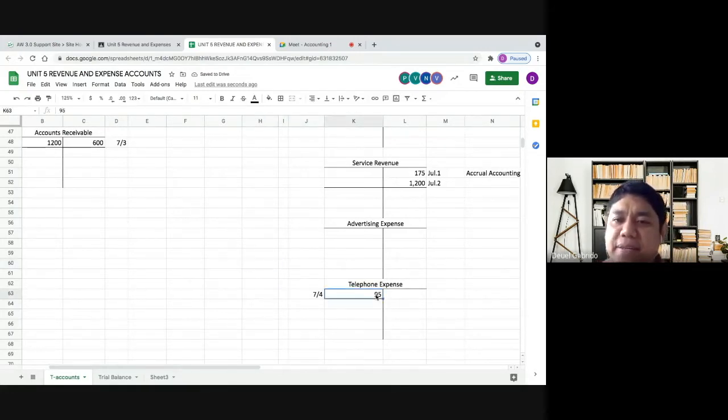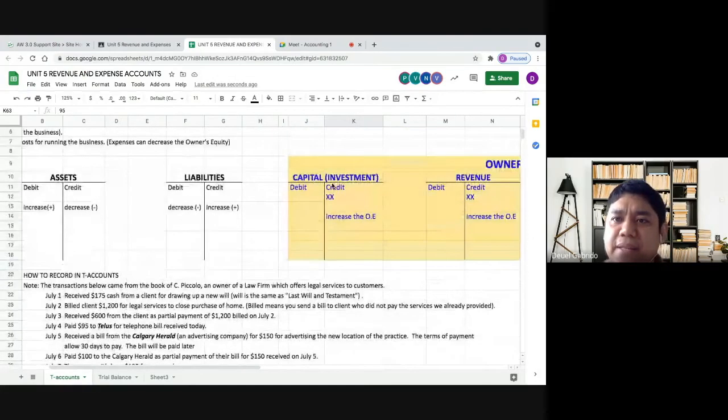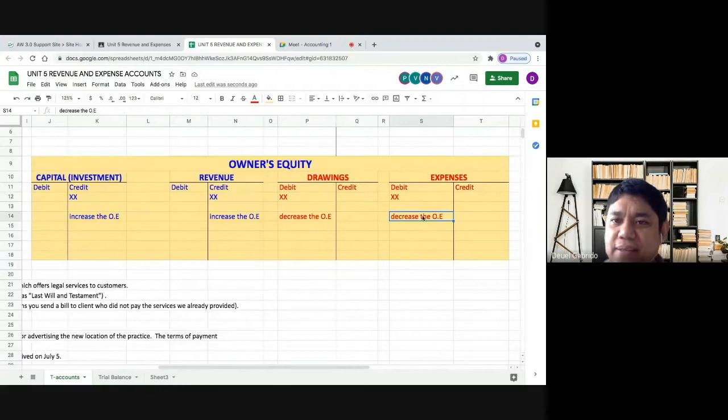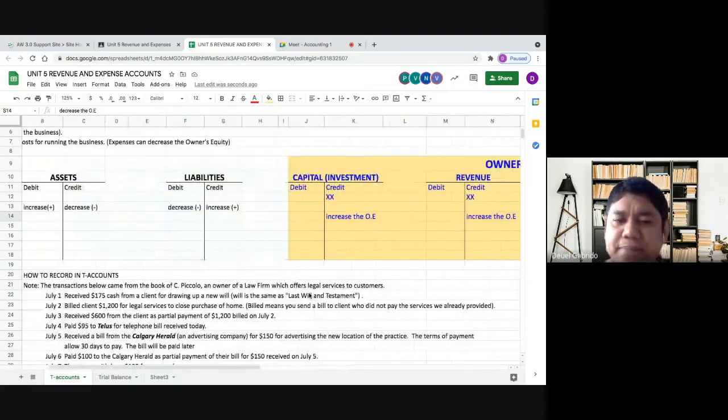Expense, guys, is always on the debit, because let's see the effect again when we put the expense on the debit. Expense can decrease the OE. Always put in your mind, guys, the general rule for expenses: debit. Put it on the debit because they can decrease your owner's equity. All right. Tell me if there is a confusion, if you guys are okay.